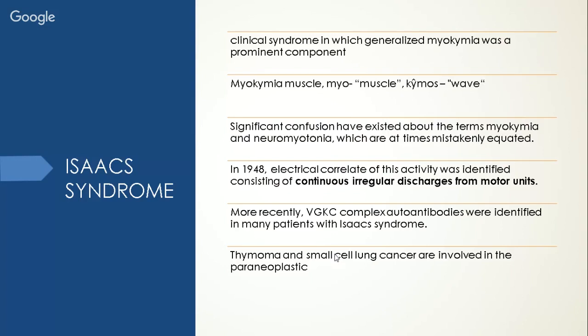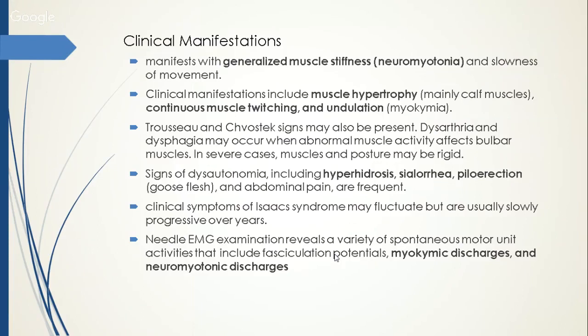Again, Isaac syndrome is a disease involving the voltage-gated potassium channels, which is very common in all of these hyperexcitability syndromes, and often involves a thymoma or a small cell lung cancer. Isaac syndrome can also mimic Duchenne muscular dystrophy in terms of the muscle hypertrophy of the calf muscles.